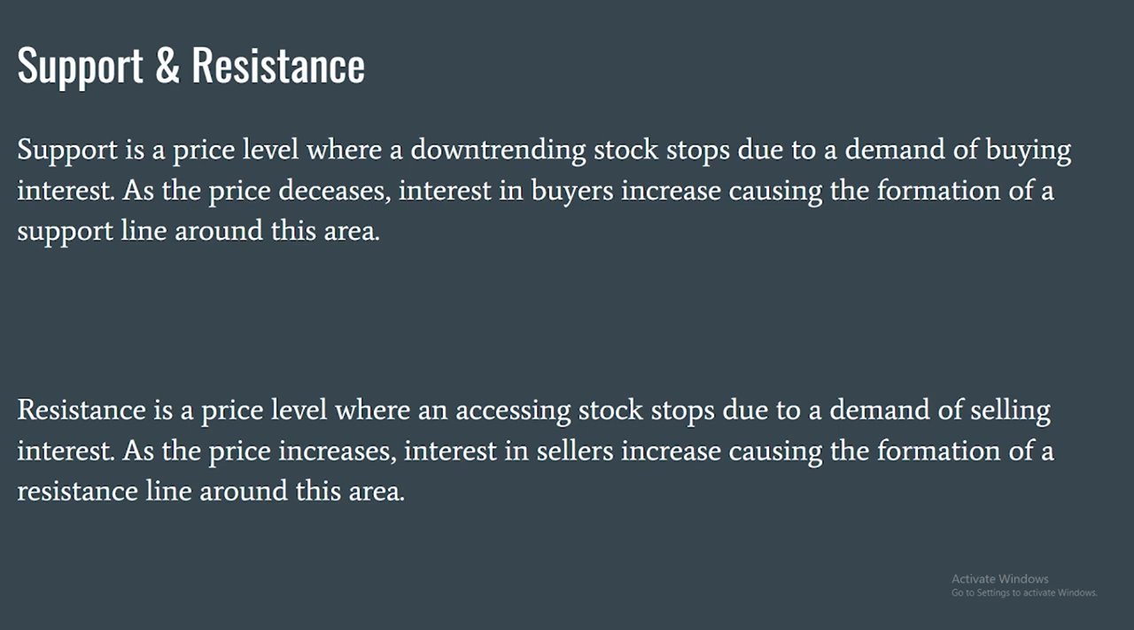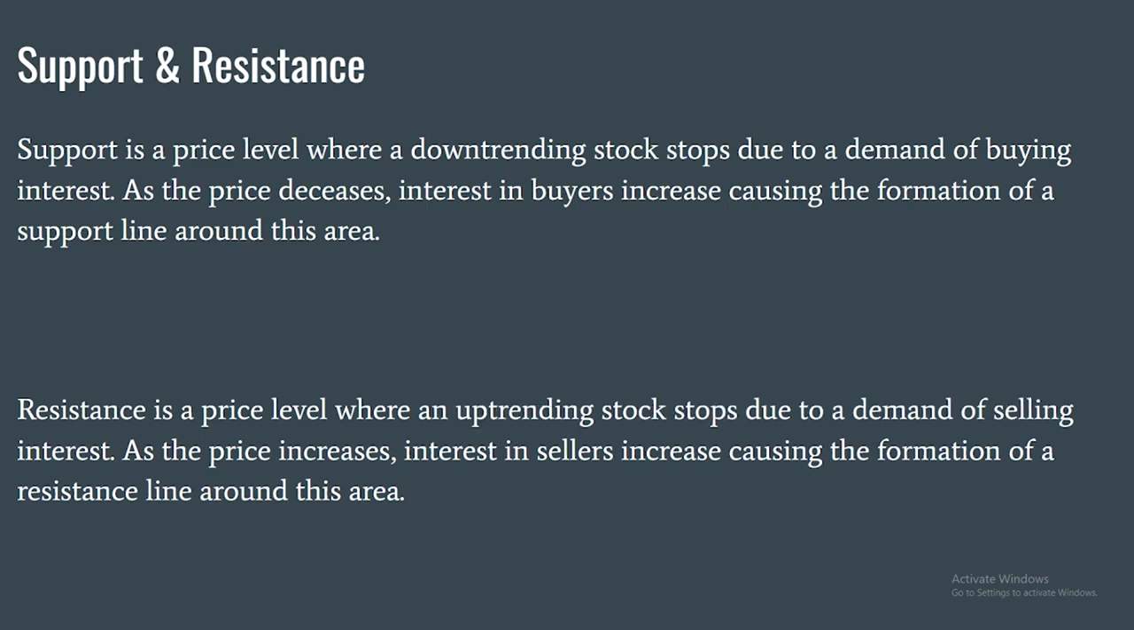Okay, support is a price level where a downtrending stock stops due to demand of buying interest. As the price decreases, interest in buyers increase, causing the formation of a support line around this area. So when you see a stock falling, okay, and it keeps on going down and down and down, eventually it stops near an area. It may be an area similar to where it stopped before, and that's because it's an area of support. That is the bottom line. That's our support. That's our heavy support area where we want to buy stocks.